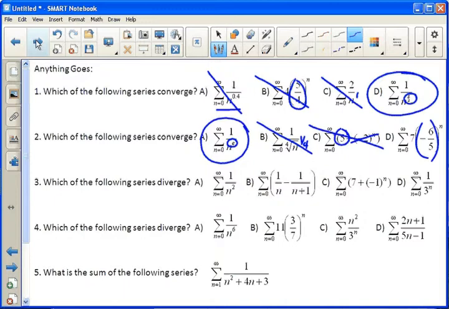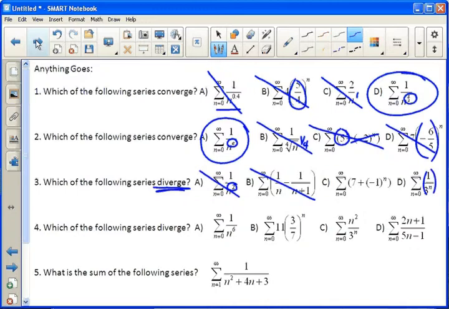Okay, number 3, which of the following diverge? Well, the first one is a p-series where the power is greater than 1, so that one converges, but they want me to find the one that diverges, so this is not the one I want. B is a telescoping series, so it converges automatically. That's not the one we want. I'm going to skip it and go to D. D is geometric, where the r would be 1/3, so that's also converging. So that leaves us only with C.